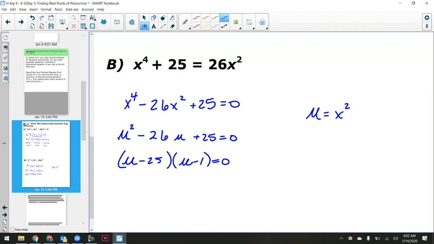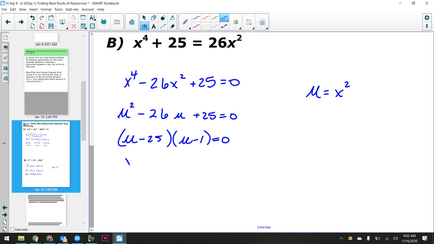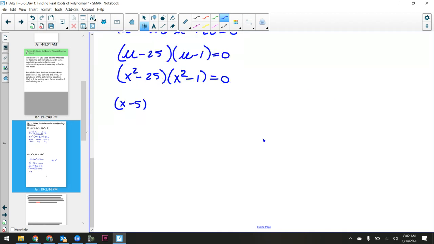Okay, so I introduced a new variable. I better not answer this question in this new variable that I introduced. I better put back in my old variable. What do you see now? Yeah, I see two differences of squares. So we've got x minus 5, x plus 5, x minus 1, x plus 1. So now it's factored down. And now I say x equals 5, x equals negative 5, x equals 1, x equals negative 1.